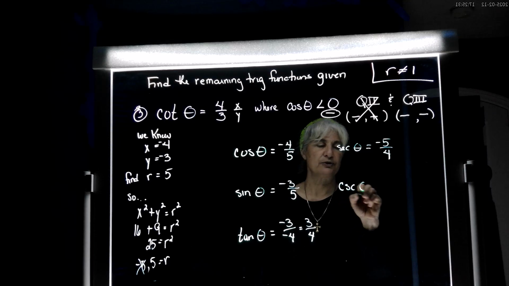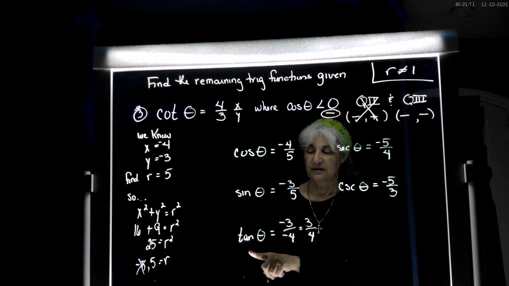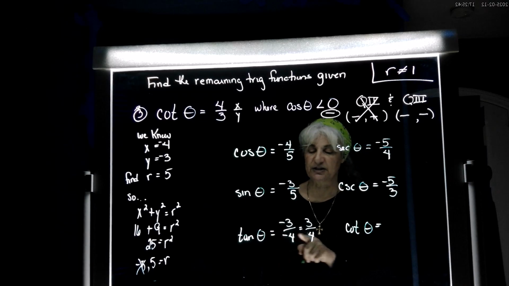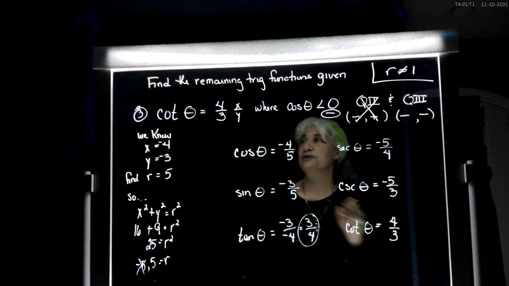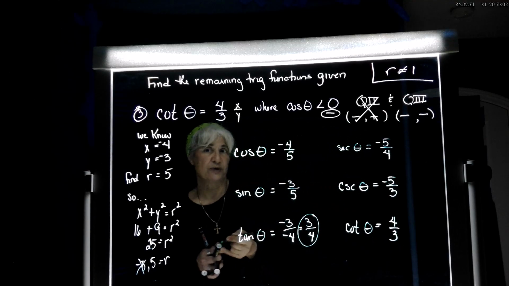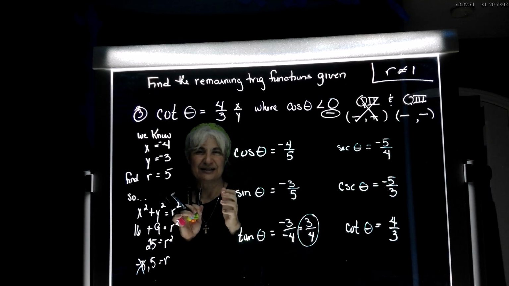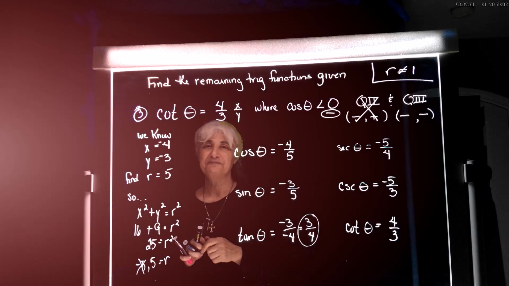Cosecant is the reciprocal trig function of sine. Negative 5 over 3. Cotangent is the reciprocal trig function of tangent. This was 3/4. This is 4/3, which is exactly what we had to start with. Good? Getting the hang of it? Excellent. Problem 4, coming your way.